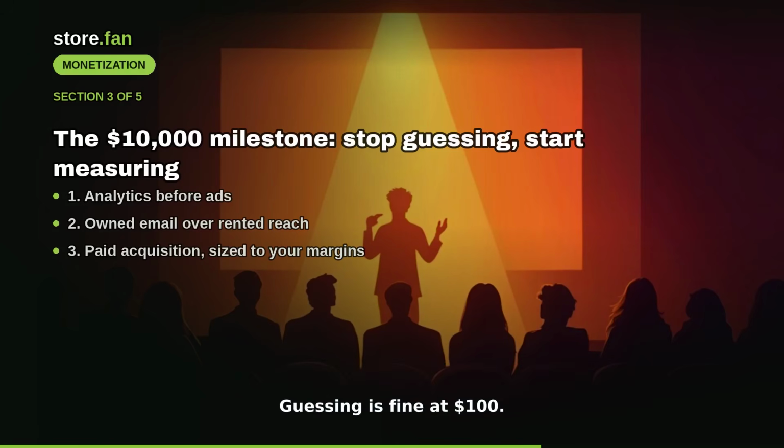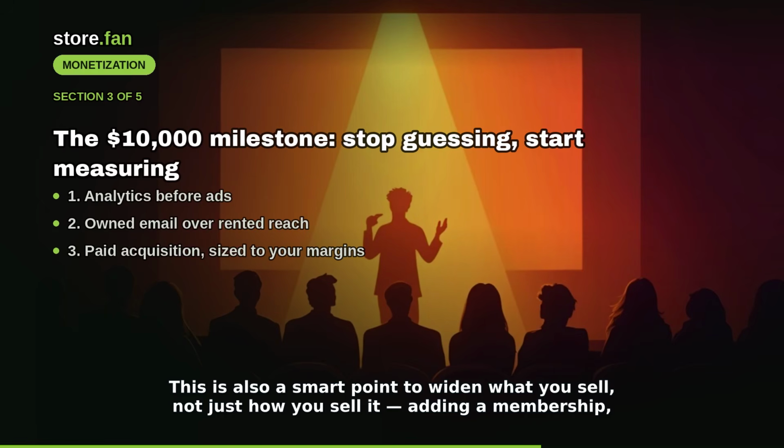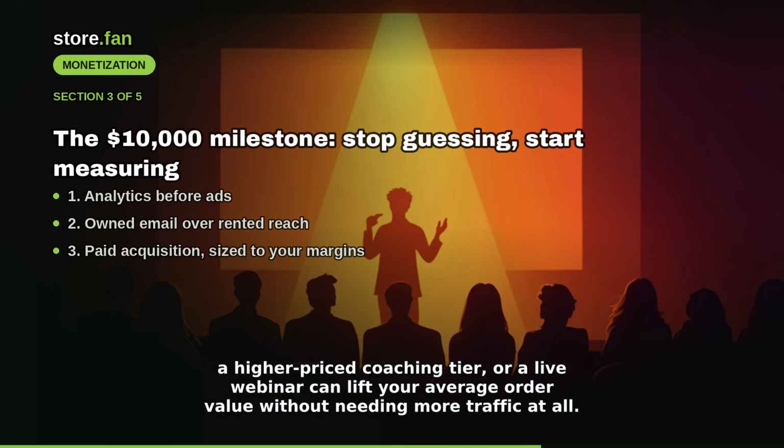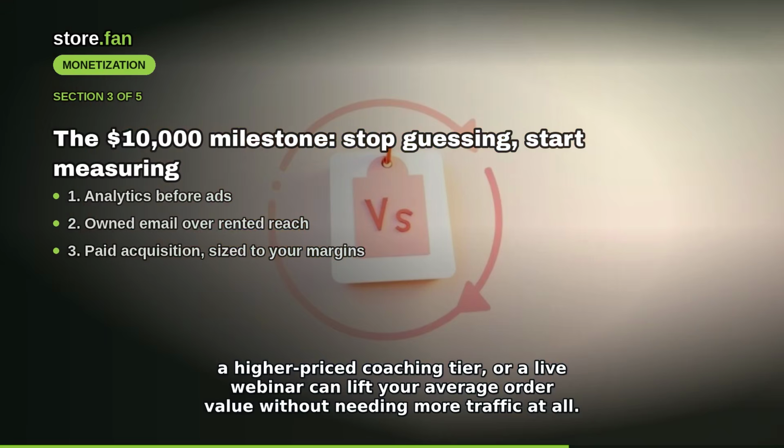2. Guessing is fine at $100. It's expensive at $10,000. This is also a smart point to widen what you sell, not just how you sell it. Adding a membership, a higher priced coaching tier, or a live webinar can lift your average order value without needing more traffic at all.